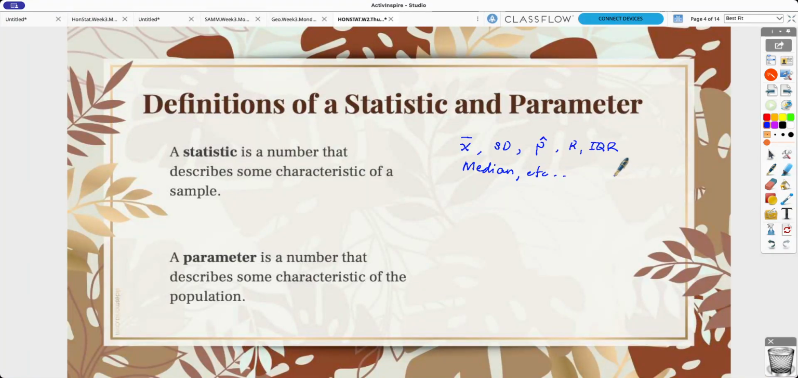Now, a parameter is a number that describes some characteristic of the population. And we cannot usually identify or determine the parameter, because almost always it is impossible for us to describe the whole population. So what we'll do is we'll get a sample from the population, evaluate the statistic from that sample, and try to estimate the population parameter based on the statistic.